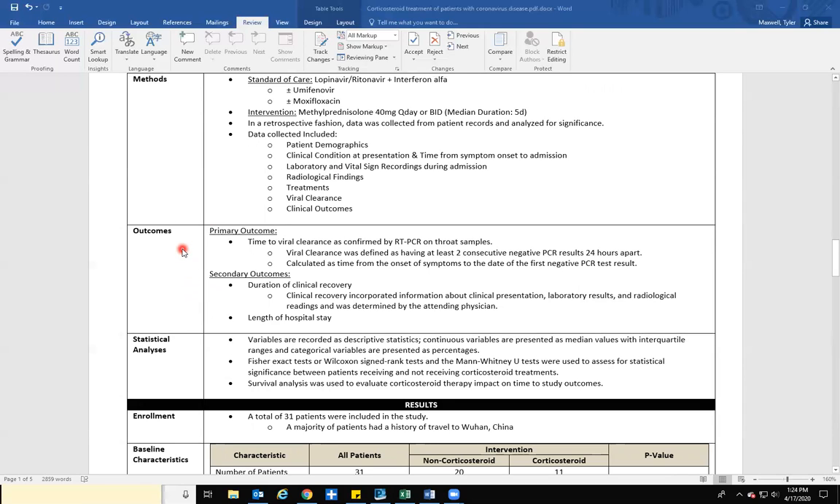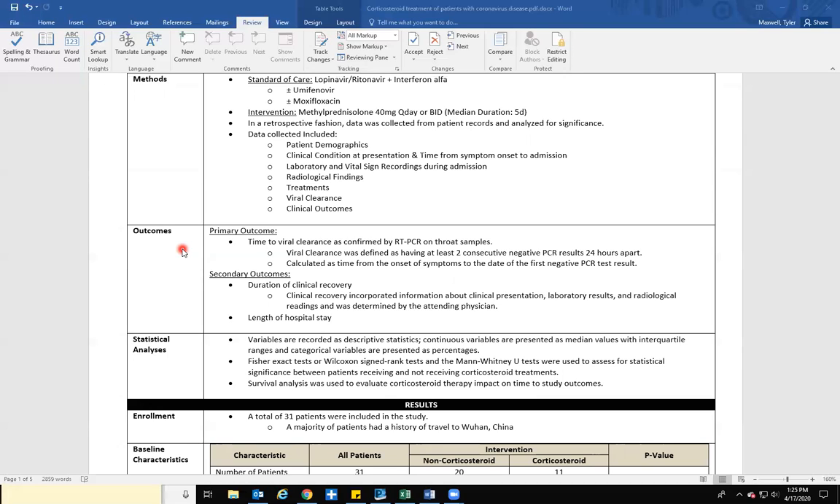The primary outcome from this study was the time to viral clearance as confirmed by a PCR in the throat sample. Viral clearance, again, was defined as having 2 consecutive negative PCR results that were at least 24 hours apart. And they calculated this as the time from the onset to the time of the first negative PCR result.